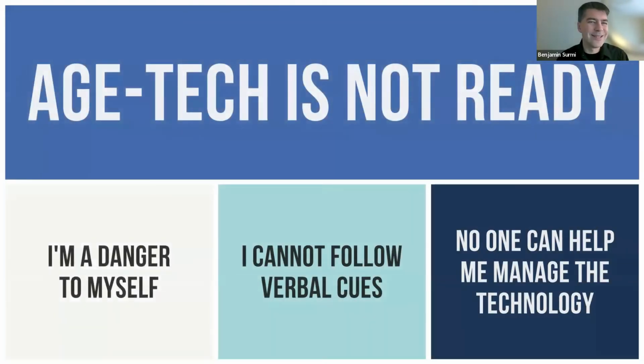Things that age tech is not ready for. I'm a danger to myself. If you're caring for someone who's a danger to themselves, most age tech is not reliable enough to help that person be safe at home for extended periods of time. There are some tools that help, like we're going to talk about maybe preventing a fire if someone leaves the stove on, some things like that. But in general, if I'm a danger to myself, age tech is not the substitute for humans being a part of things. And I cannot follow verbal cues.